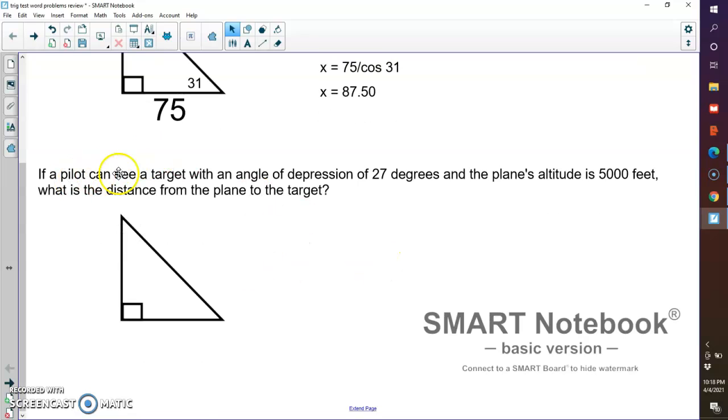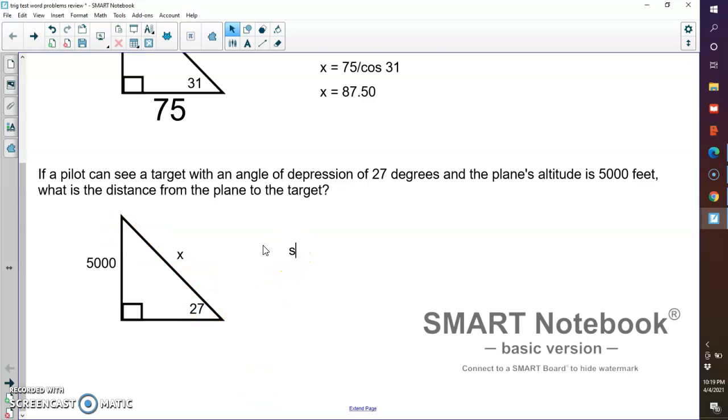Second one, if a pilot can see a target with an angle of depression of 27 degrees, my 27 starts down here, my angle, and my altitude is 5,000 feet, I've got to recognize my altitude is a line straight up and down. What is the distance from the plane to the target? Think about that. Here's my plane, here's my target. The hypotenuse represents our distance. Okay, it's not distance from the spot below the plane, it's plane to target.